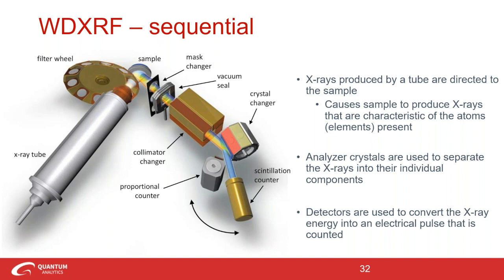WDXRF uses crystals to disperse the fluorescence spectrum into individual wavelengths of each element, providing high resolution and low background spectra for accurate determination of these elemental concentrations. The types of crystals used in WDXRF include minerals, metallic, organic, and some synthetic material layers, right? The WD systems are based on Bragg's law.